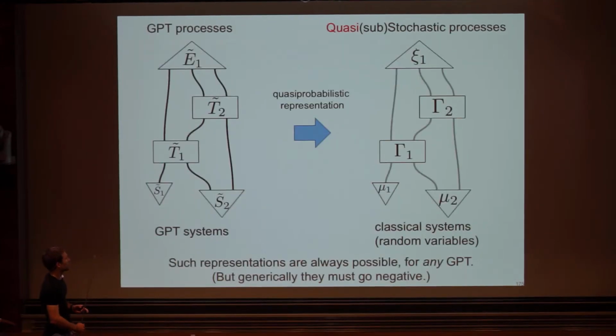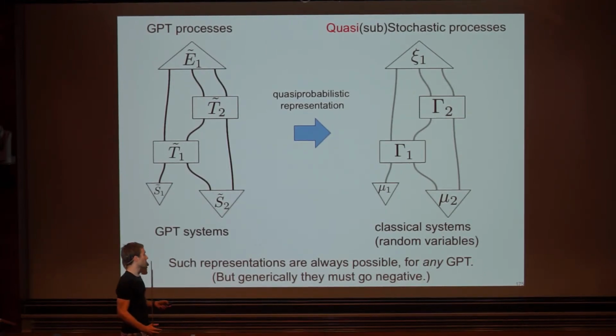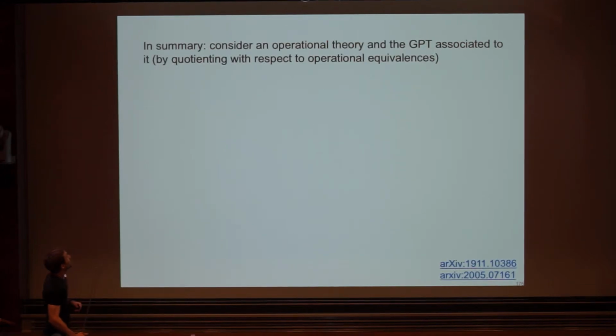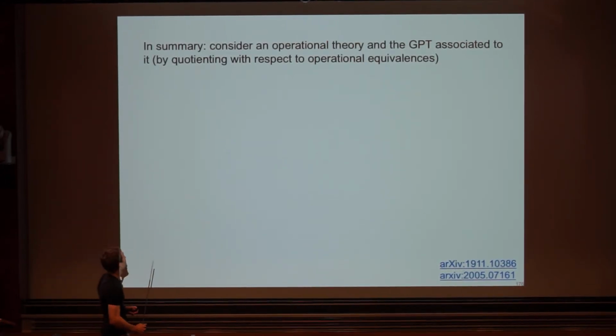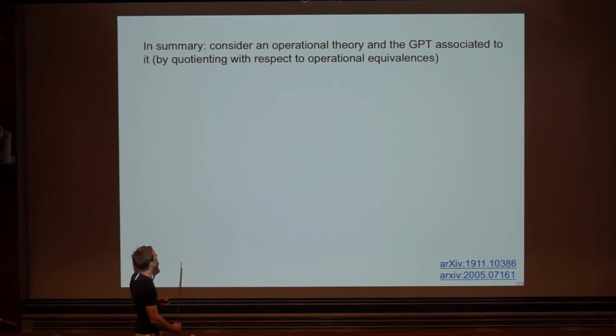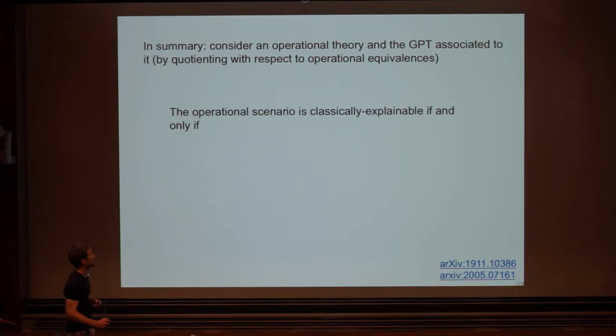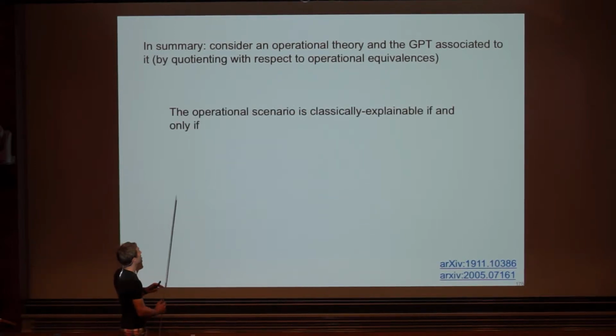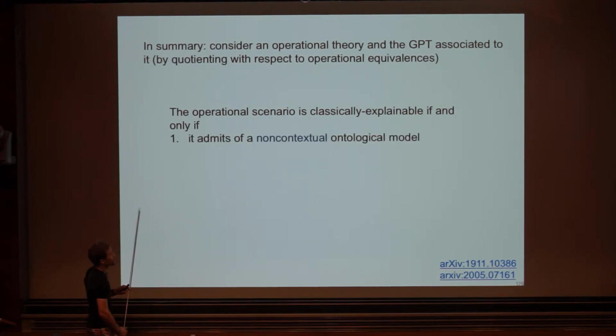And so then you can ask, when is it possible to find one which has only non-negative elements? That's a notion of classical explainability, which, as we've said, is equivalent to the other notions that we've discussed. So I'll just summarize this now all on one slide. If you have an operational theory, that defines a GPT by quotienting with respect to operational equivalence, you can say that there are these four equivalent notions of classicality for the operational scenario.